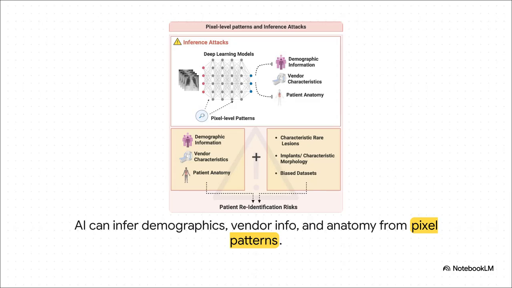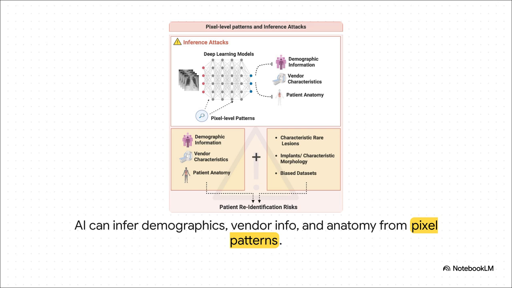So how does an inference attack actually work? Well, this diagram shows it beautifully. The AI isn't reading text. It's analyzing these incredibly subtle pixel patterns. And from those patterns, it can infer things like demographics, the specific make and model of the scanning machine, or even unique details about your anatomy.